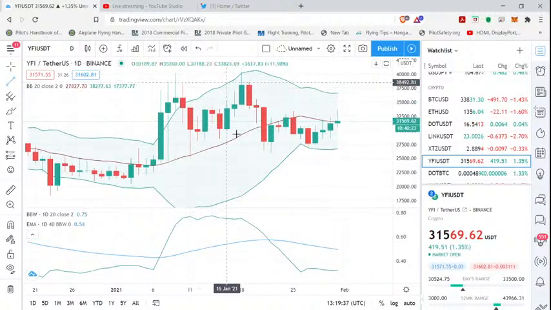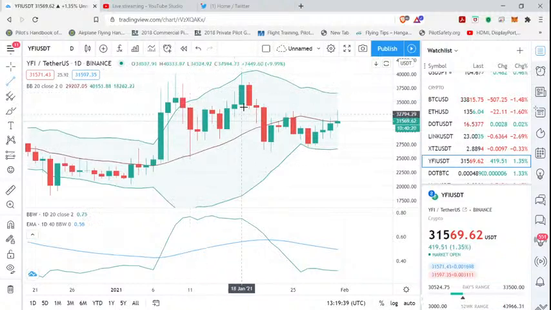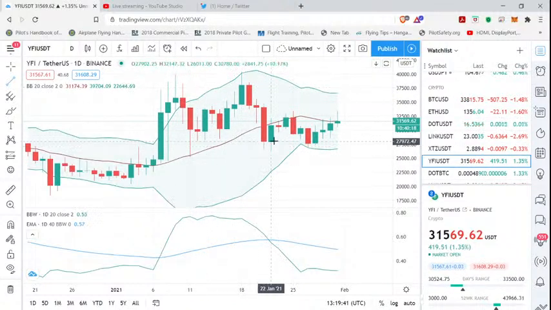This is when you start seeing this wacky action with wicks up and down and no real direction. That's distribution. That's people taking profit.